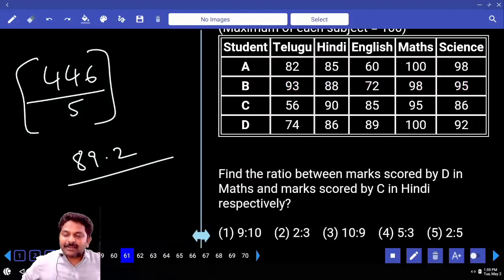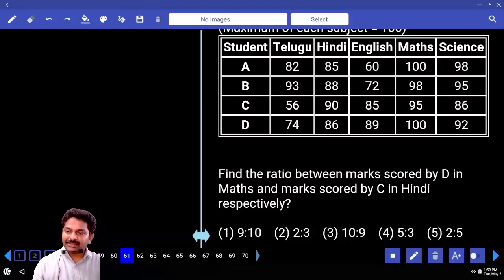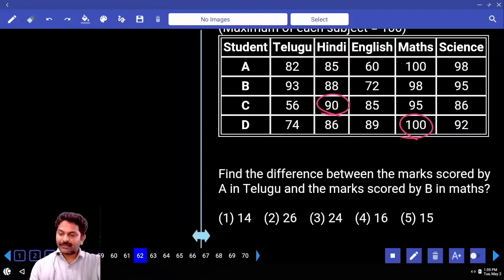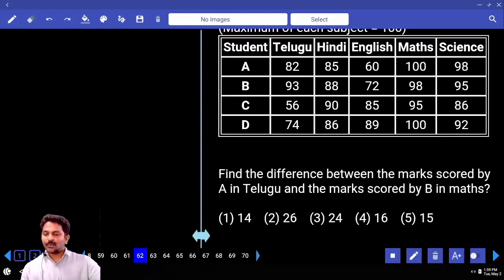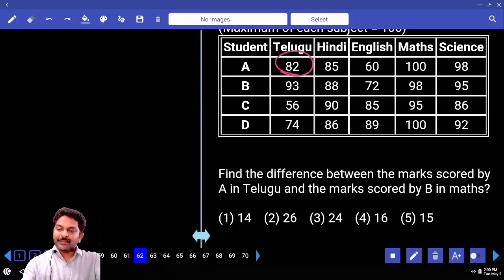Find the ratio between marks scored by D in maths and marks scored by C in Hindi. D in maths 100, C in Hindi 90. 190 ratio. 10 is to 9. Third option. Find the difference between marks scored by A in Telugu and the marks scored by B in maths. A in Telugu, B in maths. Difference 16. Difference in the sense it can be A minus B or B minus A. Ideally speaking, largest minus smallest.